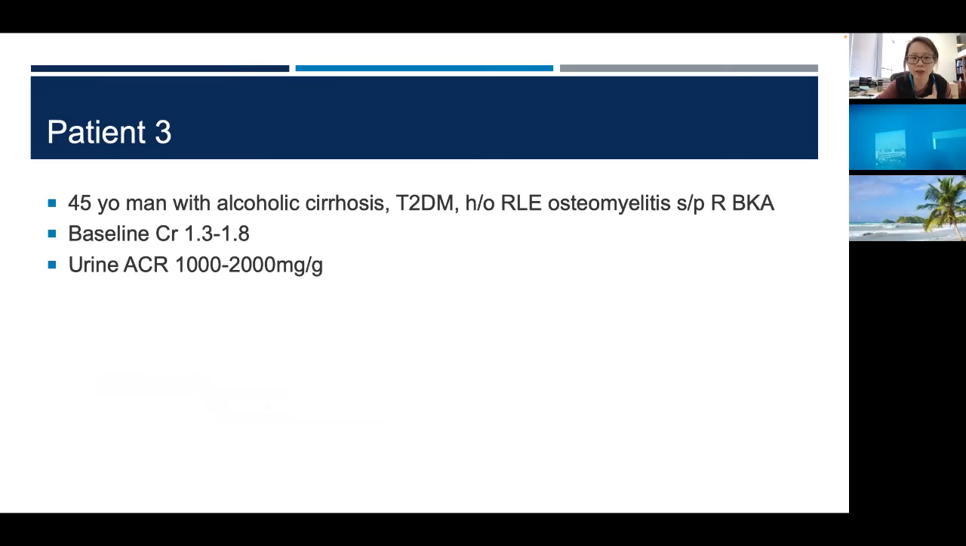And I have another patient. This is a patient who has alcohol cirrhosis, diabetes. He also has a history of osteomyelitis, so he has a right BKA. His baseline creatinine is 1.3 to 1.8. He has a lot of albuminuria.